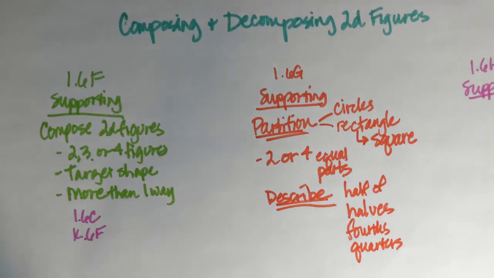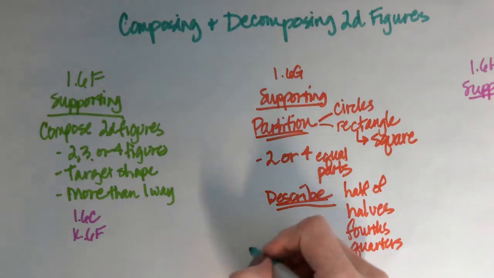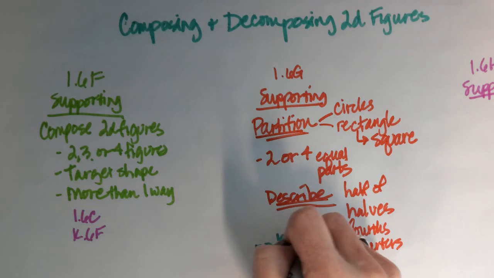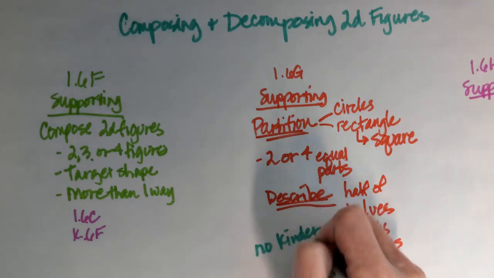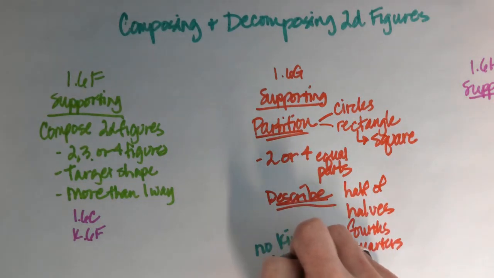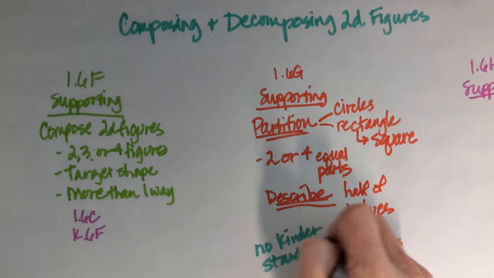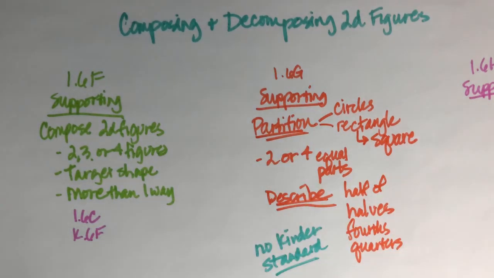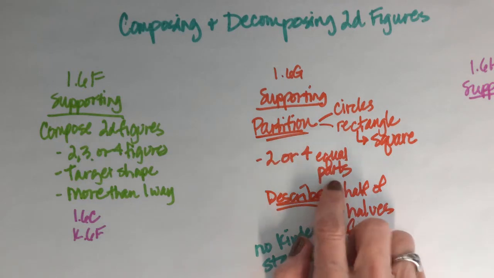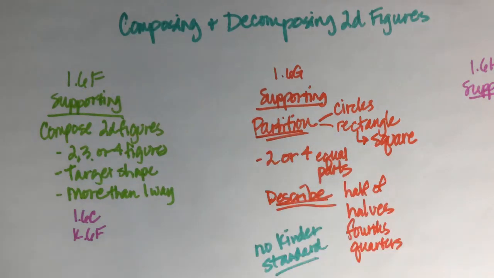There is no kindergarten supporting standard for this. That's important for you to know. There is no kinder standard for partitioning into equal parts. So that's really important because you're building the foundation for it. We need students to focus on the size of the parts that they've divided things into, or partitioned things into, because we're developing the understanding of equal parts, fair shares.